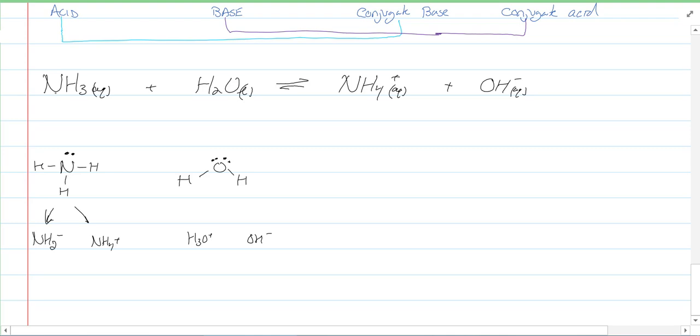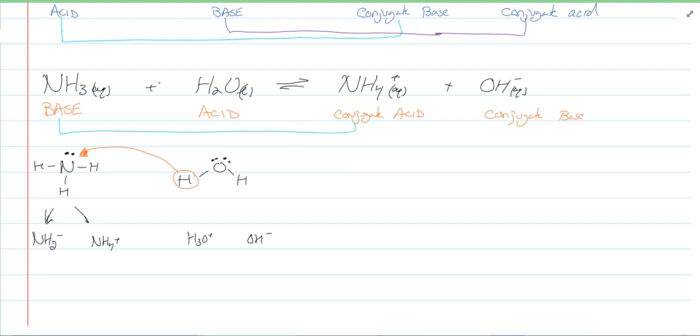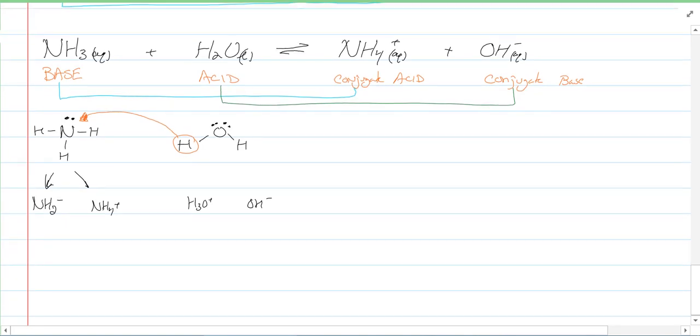But we know ammonia is a base. We're told that this is a base. So ammonia is a base. It's a weak base, which means it's going to accept a proton. So water, at this point, is an acid. Then ammonium, once it has the ball, has the proton, would be the conjugate acid, and hydroxide is the conjugate base. Our pairs: base and conjugate acid, and acid and conjugate base. There you go.